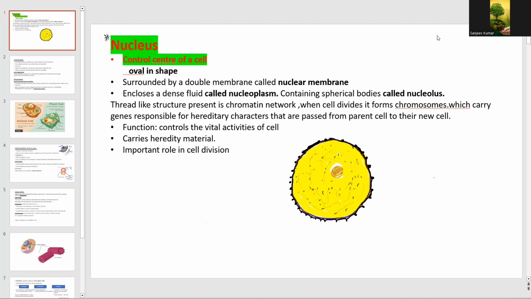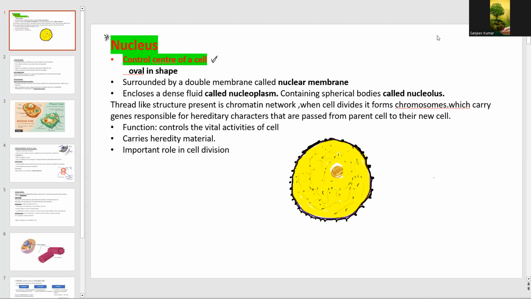So we start with the nucleus. The nucleus is the control center of the cell. Like the body has a heart which actually works, when it stops, everything will stop. Same as the cell, it consists of the nucleus. The control center of a cell is called the nucleus.